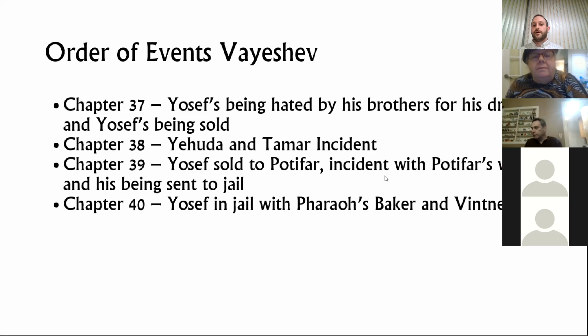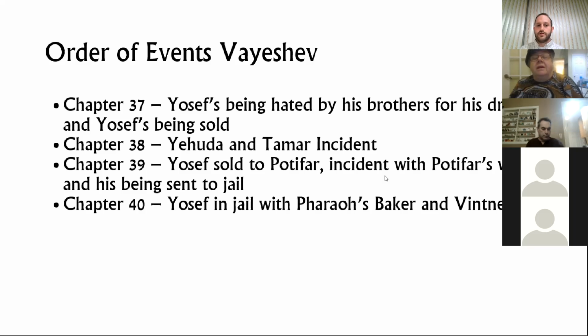Then after Yehuda and Tamar, we return back to our story with Yosef, right? With him being sold to Potiphar, what happens when he's in Potiphar's house, when he gets thrown in jail. And then the last chapter, 40, is Yosef being in jail with Paro's baker and vintner. Or Sar HaMashkim and Sar HaOfim, for those who don't speak fancy English. Okay, so that's what we have going on in this week's parsha.